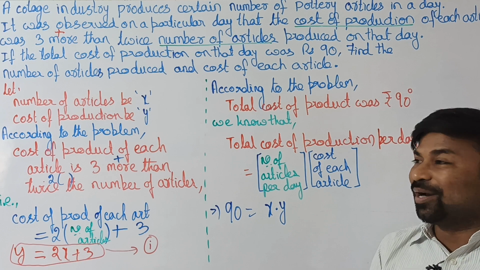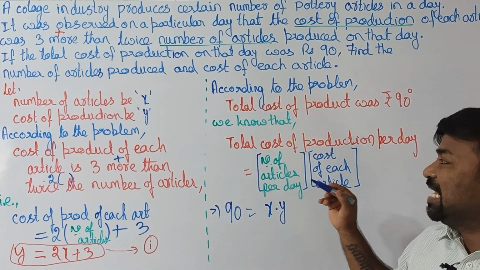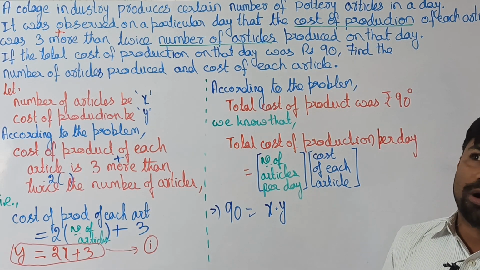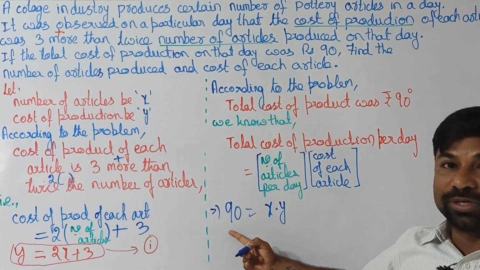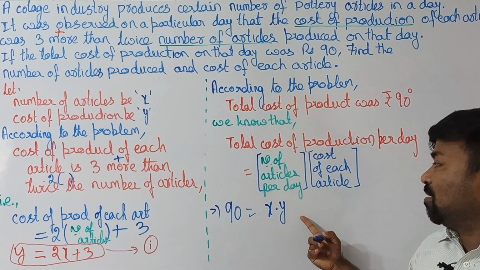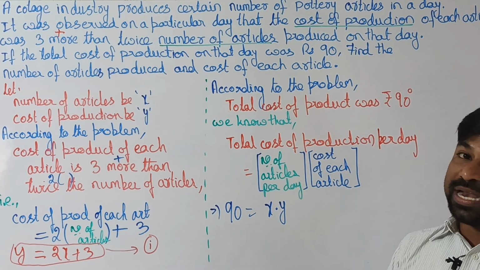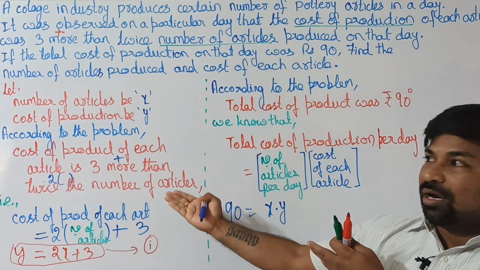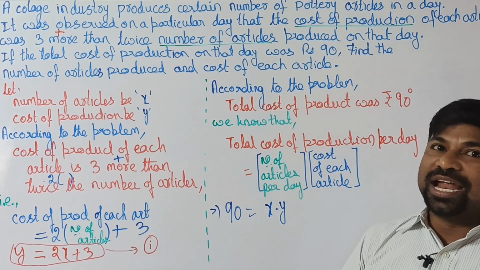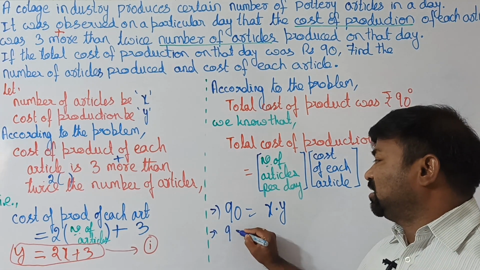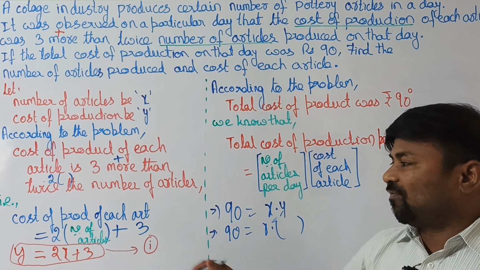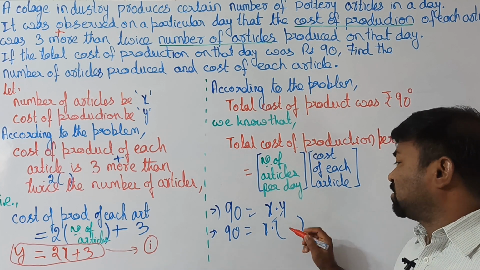I hope you are able to understand. Total cost of production is number of articles per day times cost of each article, and he said it is 90. Number of articles is x and cost of each article is y. But as we said, we don't want two variables now, so we made preparation with relation 1 so that we can replace it. Let's replace it now: 90 equals x, and in the place of y, let's plug in 2x plus 3.